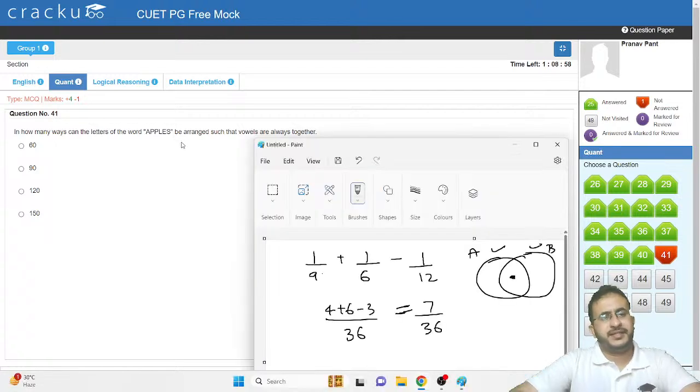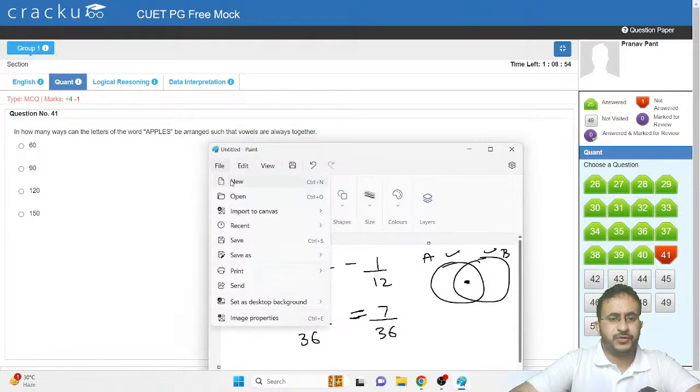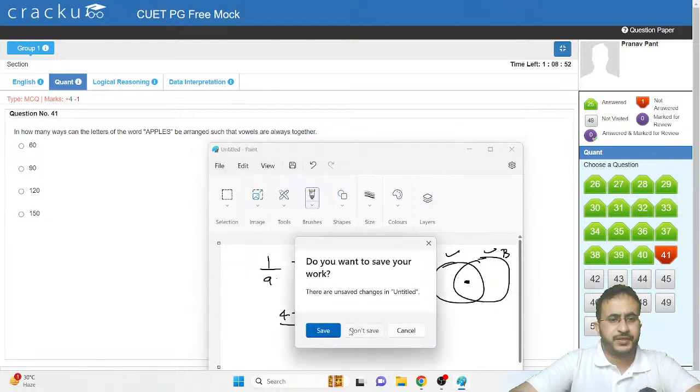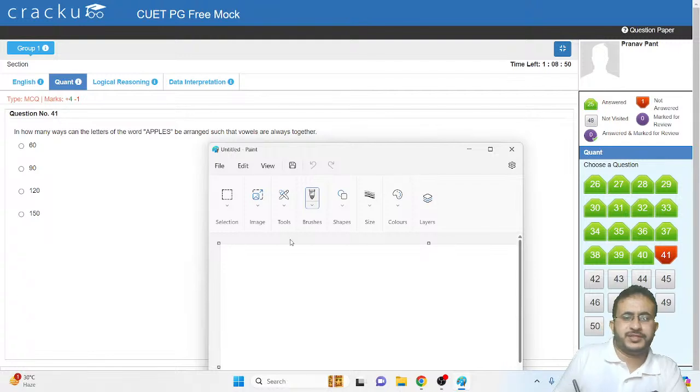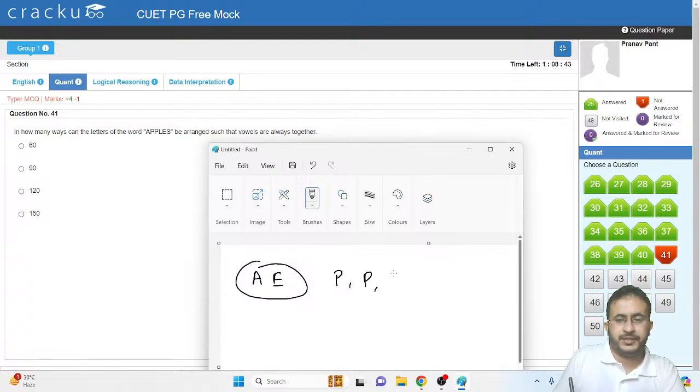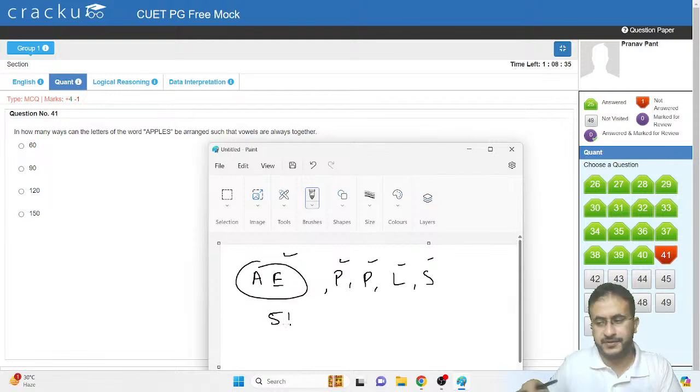In how many ways can the letters of the word apples be arranged such that vowels are always together? So apples mein what are the vowels? A, E are the vowels. Okay. Now we have to put them together. Now we are left with P, P, L, S. Okay. So there are 1, 2, 3, 4, 5 elements. They can be arranged in 5 factorial ways.